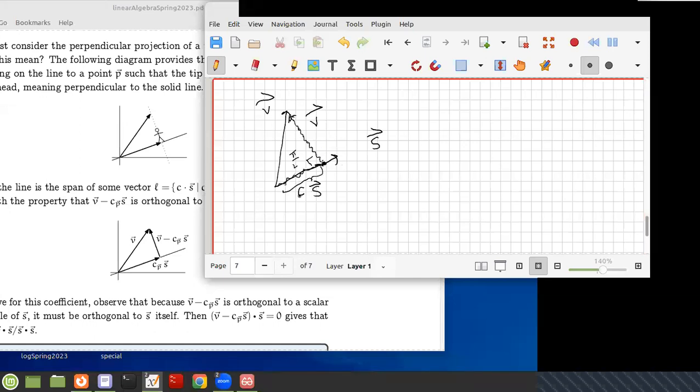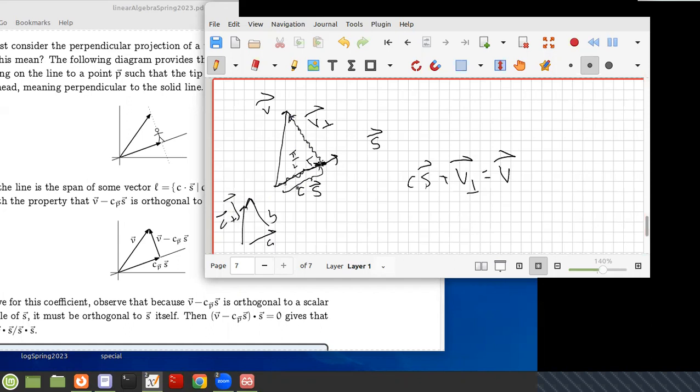If I start here and go here, and start here and go here, that's going to be cs plus, let's call this v perpendicular. If we add this vector and this one, we get v. So we've shortened the s. If we take the vector from here to here and put it at the tail of this vector, if you remember your addition where you add two vectors, you have a, b, and this is a plus b.